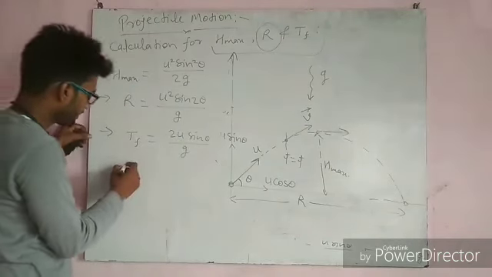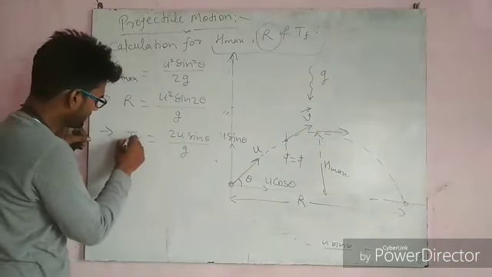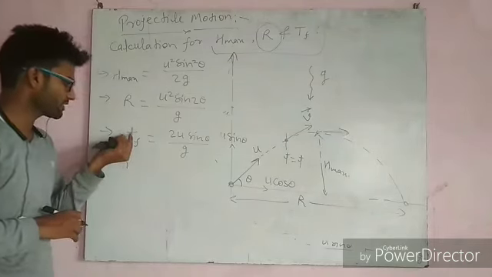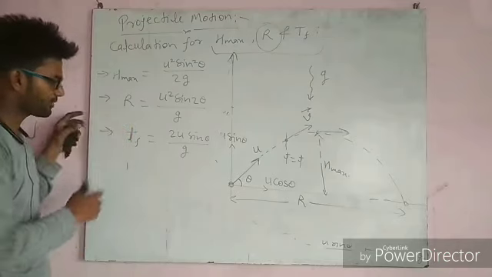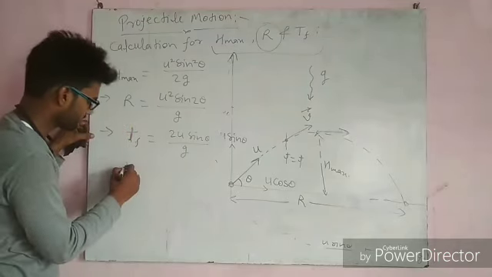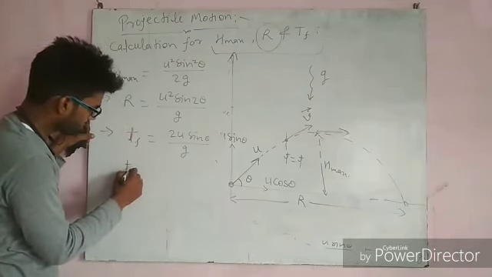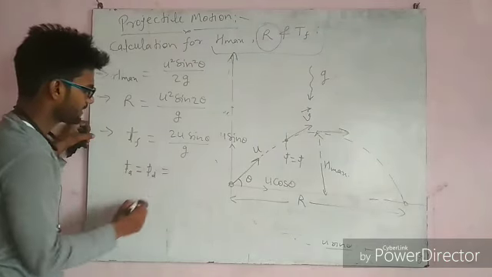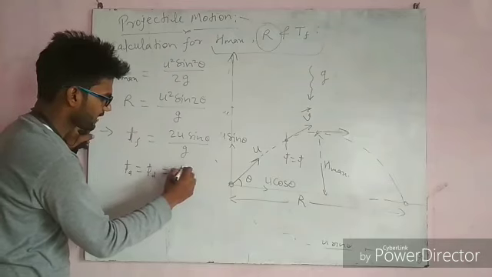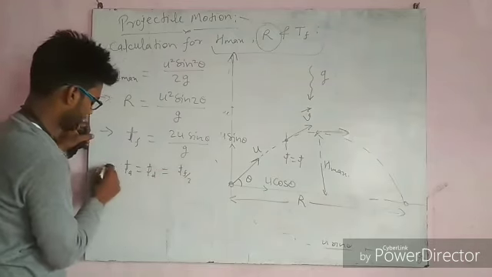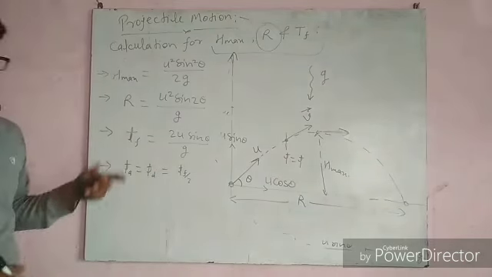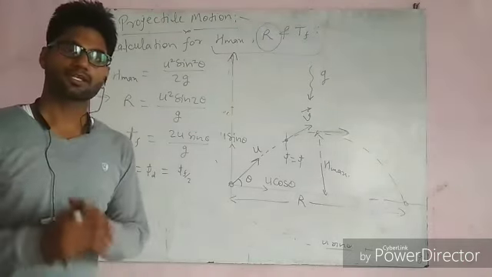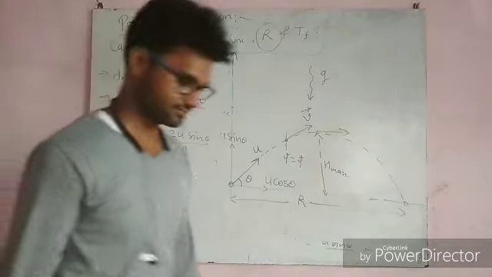Right? Now TA and TD, sometimes we write it with small tf, sometimes with capital TF, whatever you can take. Right? So TA, ascending time, is equal to TD, descending time, that is equal to time of flight divided by 2. So this is the fourth relation. Okay. So hopefully this projectile motion will be clear to all of you. Thank you.